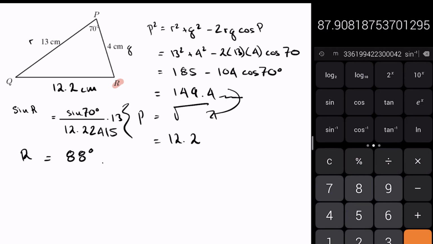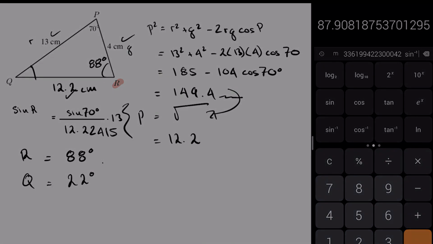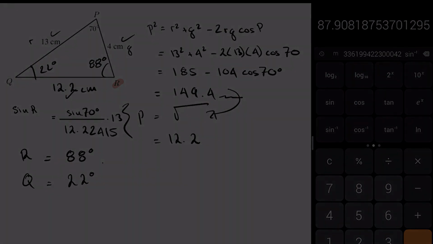Okay, so we have the three sides, 1, 2, 3. This is 88 degrees. So the remaining angle is going to be pretty small. Basically we have to get up to 90 there, and there. What do we have there? That's 20 plus 2, so angle Q is 22 degrees. And that gives us our solved triangle.